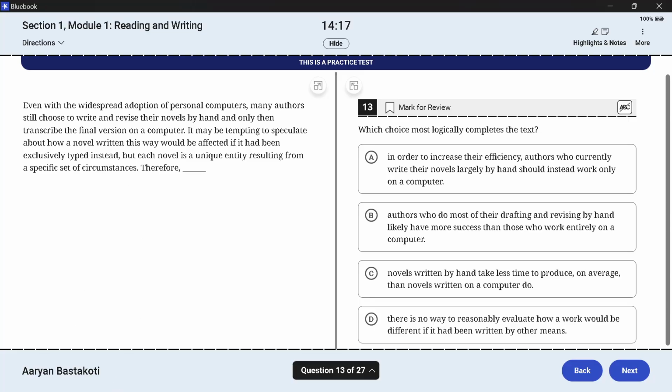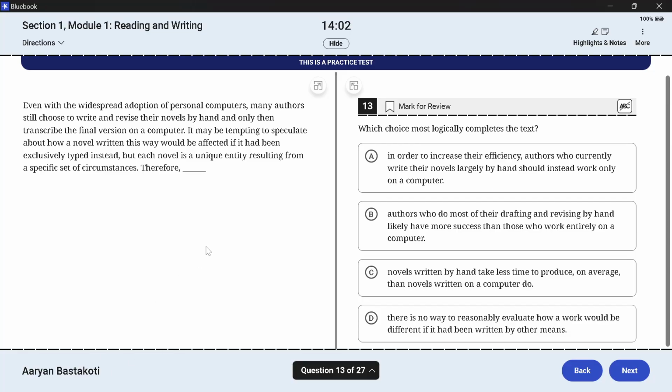So people write by hand and not by computer, even though computers are widely available. But if the novel had been typed, it would have been different, because it is the result of a specific set of circumstances. That is explaining it in our own words. So, most logically completing the text.